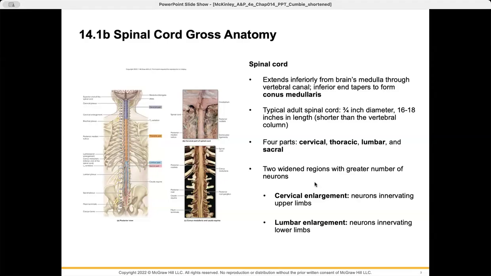There are a few other structures also present. We have some areas where there is a large number of neurons, so it's a bigger part of the spinal cord, one in the cervical region called the cervical enlargement, and the other in the lumbar region called the lumbar enlargement.